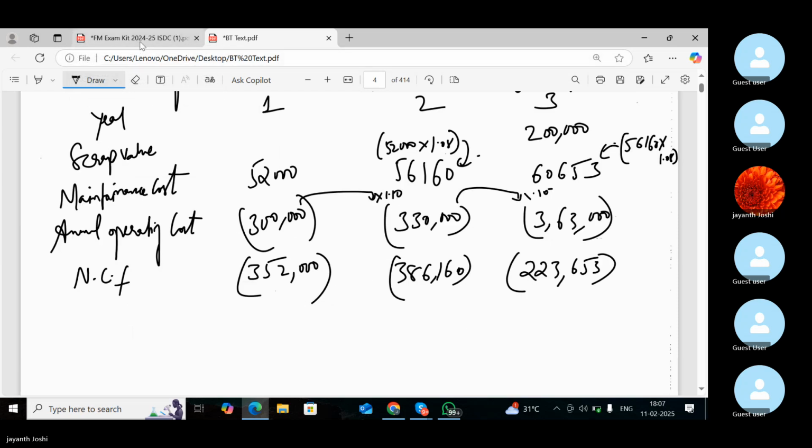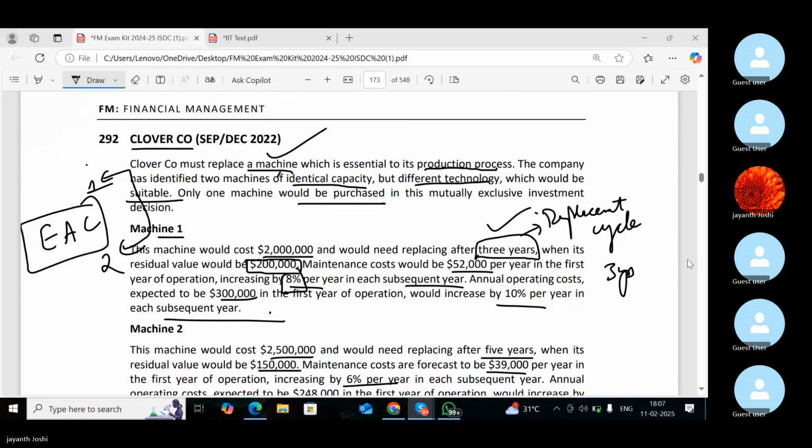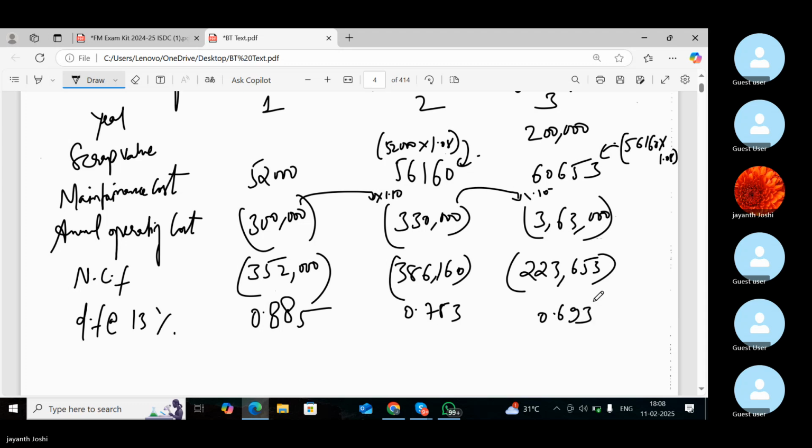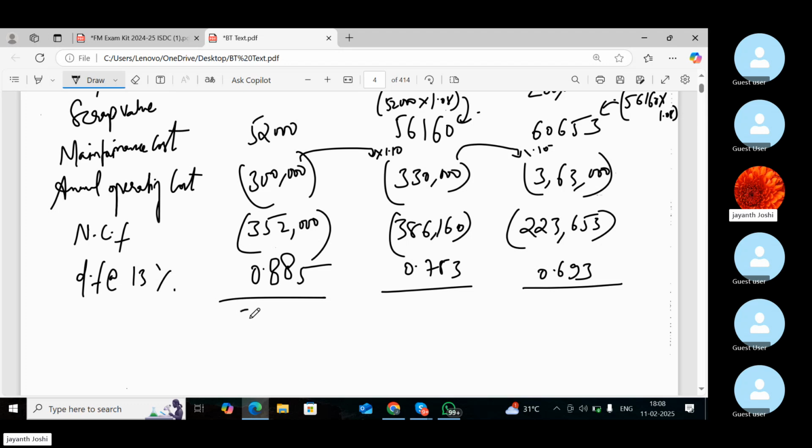What is the investment they have done? Okay, I'll just do it at the end. So we'll find out the discount factor at the rate of 13%. I'll put 0.885, and we'll multiply. So 3,11,504.